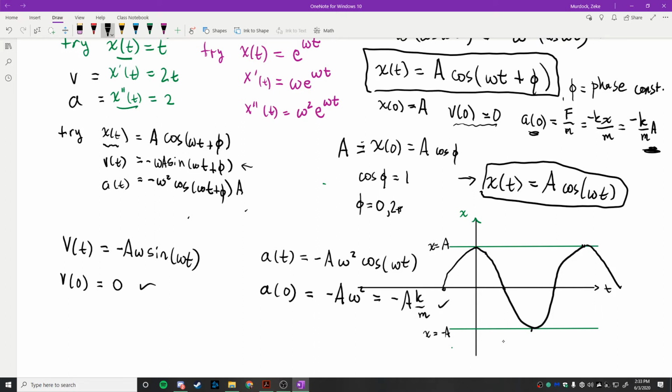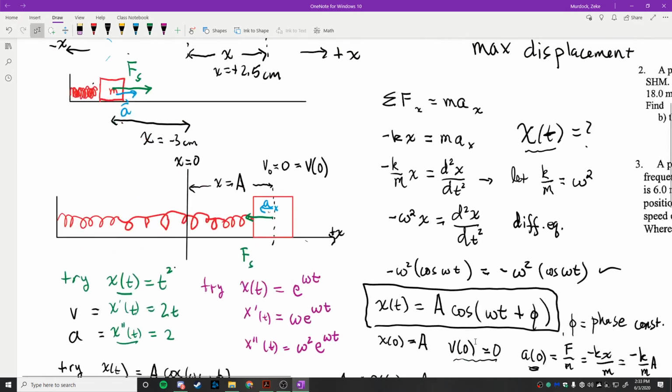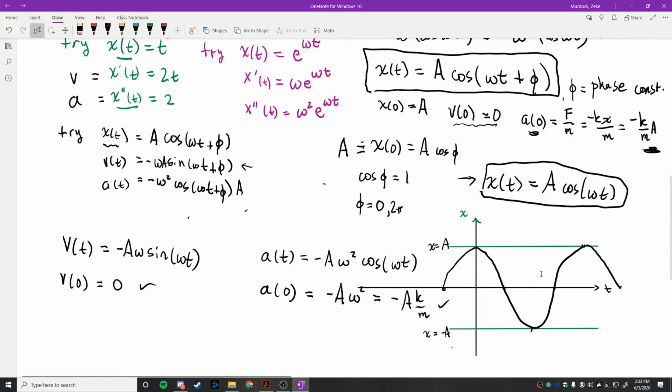But that literally represents the motion as a function of time of this object. If you think about it, what's it doing? You pull it out to here, and then you let it go, and it goes back and forth, and back and forth, and back and forth. That's what it does, and it follows this beautiful sine wave right here.